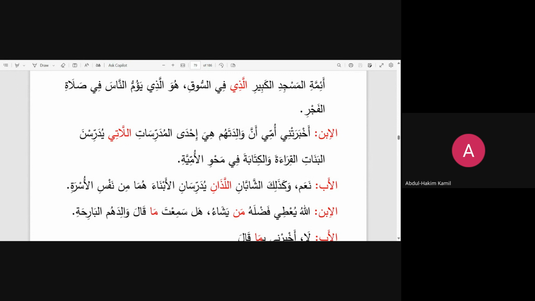Tayyib, do we understand this one? Akhbaratni ummi anna walidatahum, my mother told me that their mother, hiya ihda al-mudarrisat, she's one of the teachers allati yudarrisna al-banat al-qira'a wal-kitab. When you say allati, you have to say yudarrisna. You have to keep that plural also. She teaches the girls reading and writing at Mahwal Ummiya, the name of the literacy program.